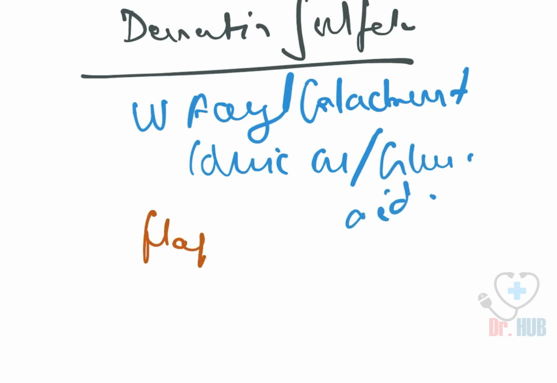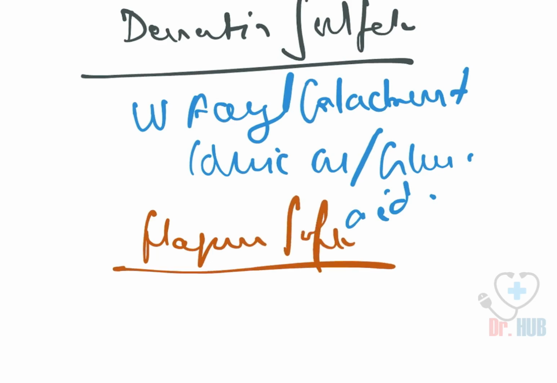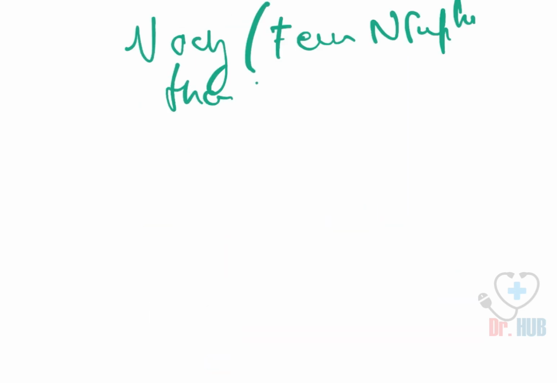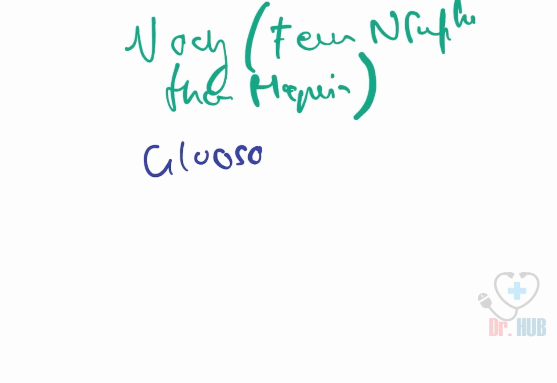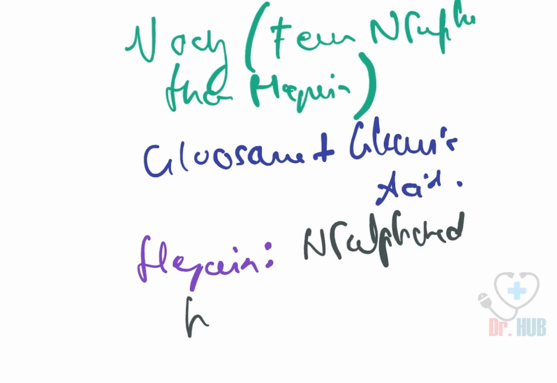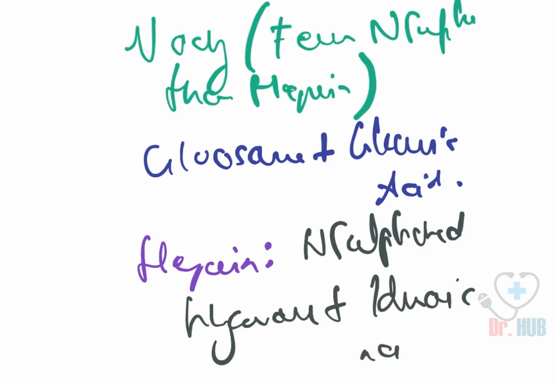Then we look at the heparan sulfate. The heparan sulfate involves the N-acetyl, that is, fewer N-sulfated than the heparin. This is to be noted. That is a glucosamine along with the glucuronic acid. Then comes the heparin. Heparin is nothing but a combination of the N-sulfated glucosamine along with the iduronic acid.